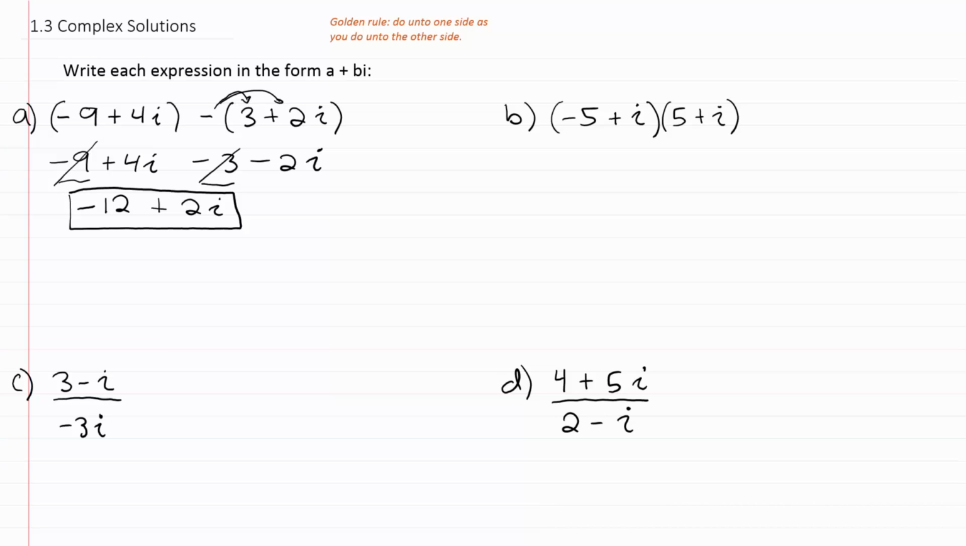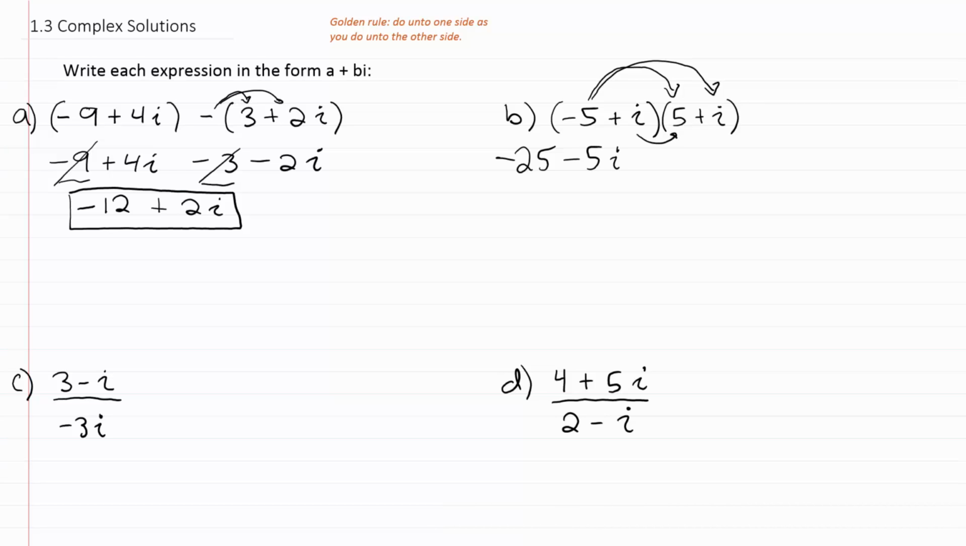Now for example B, we're multiplying. All right, so you might notice that this is a difference of squares product, but we don't have to think about that to do the problem. We can just FOIL as normal and then it'll turn out the way it's supposed to turn out anyways. So let's look at -5 times +5. That'll give you -25. And -5 times +i gives you -5i.